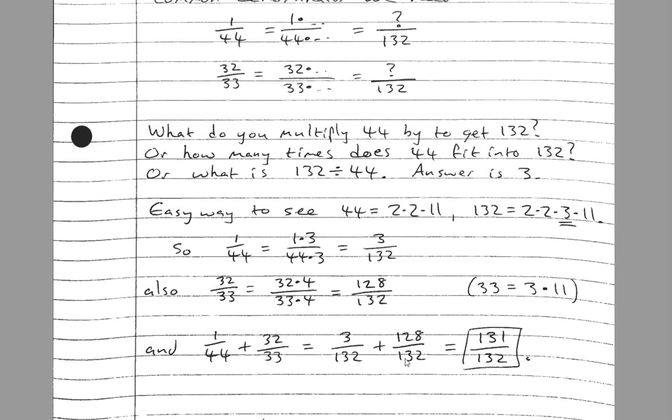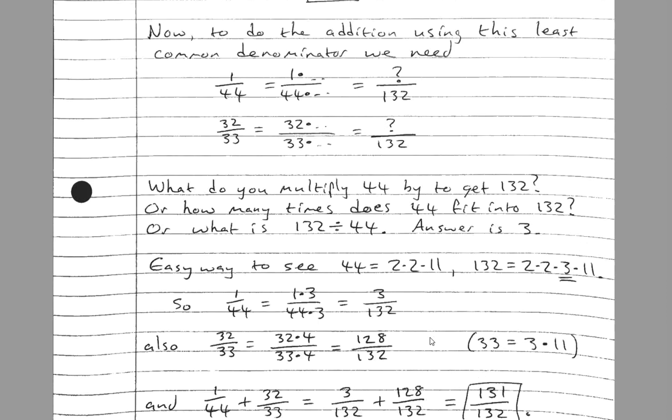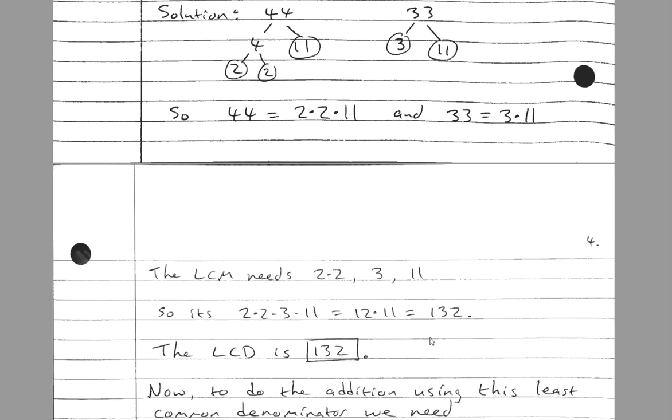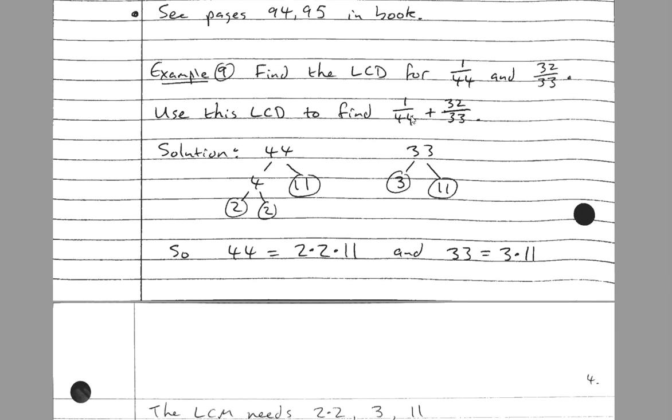So this is 128 over 132. And now we can see what we're doing. We have like fractions now, so on top it's 3 plus 128. That's 131 over 132. Okay, so for bigger numbers, it's certainly more work.